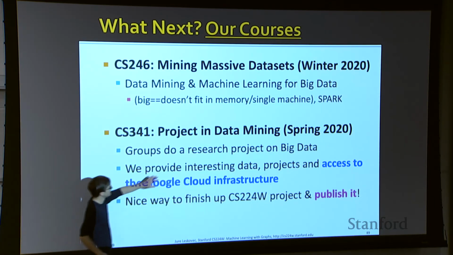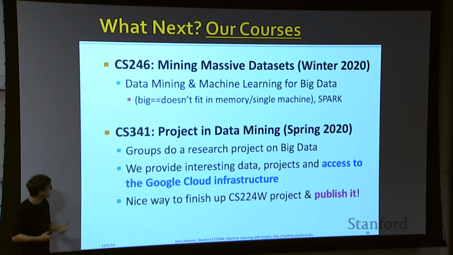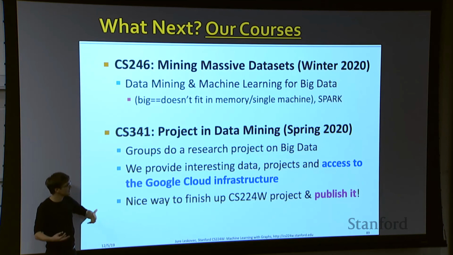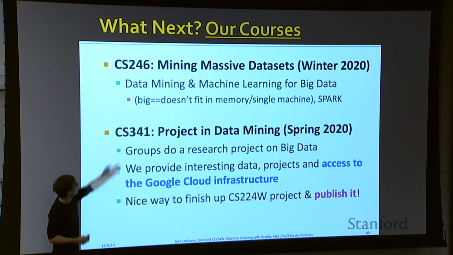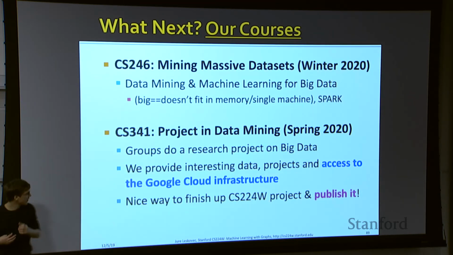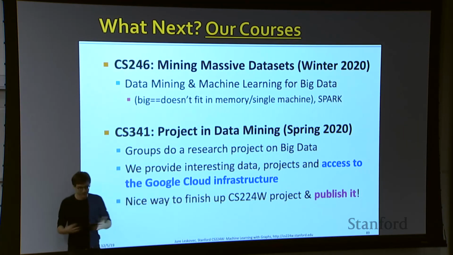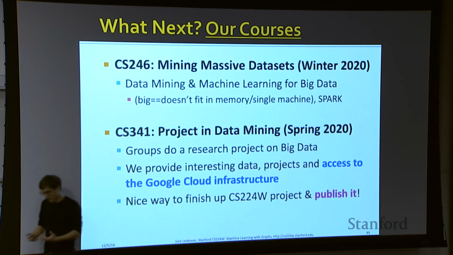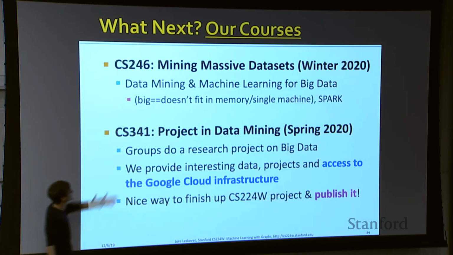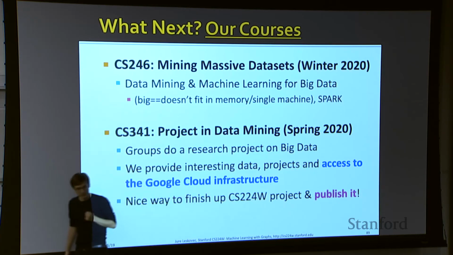Then the second thing that we teach, in spring, is a project-based class called CS341. The way we think of it is that either projects from 224W or the theoretical knowledge from 246 gets applied in a quarter-long class, where similar to this class we provide compute infrastructure and mentorship, and people are able to work on their projects and at the end hopefully publish them. And we get quite a few publications out of either the 246 or from 224W through this 341 class.